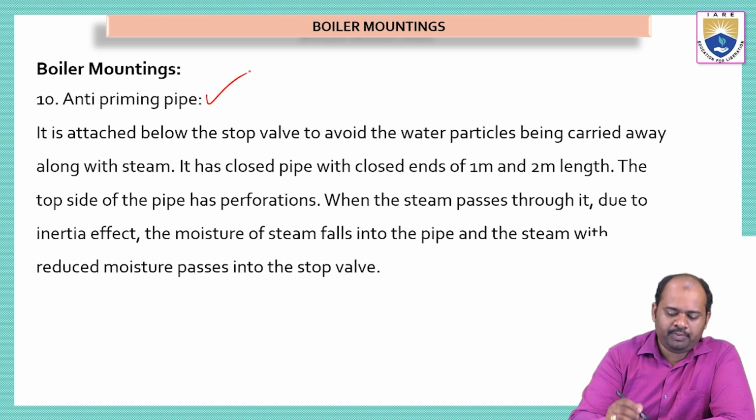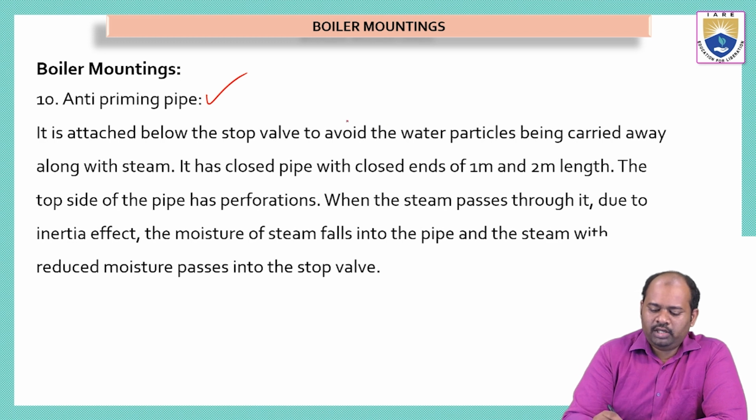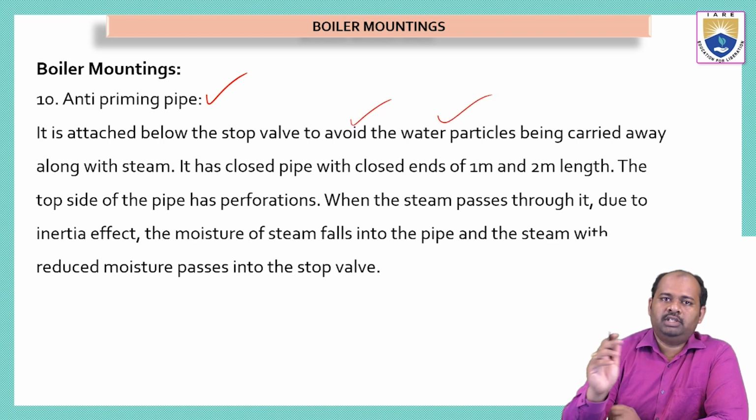So we have the anti-priming pipe also. So what is an anti-priming pipe? It is also one of the boiler mountings, attached to the boiler surface for a particular purpose. It is attached below the stop valve to avoid the water particles being carried away along with the steam. So the anti-priming pipe is a device which will avoid the water particles being carried away along with steam.